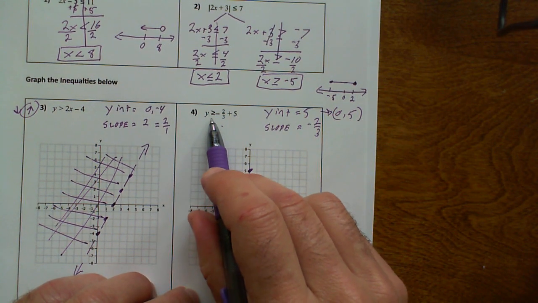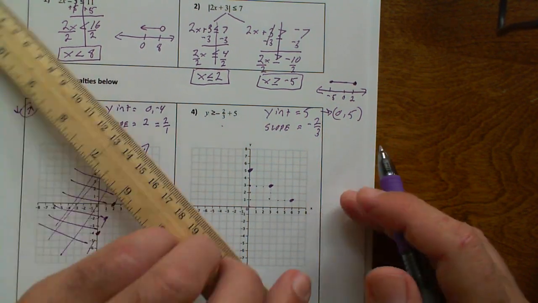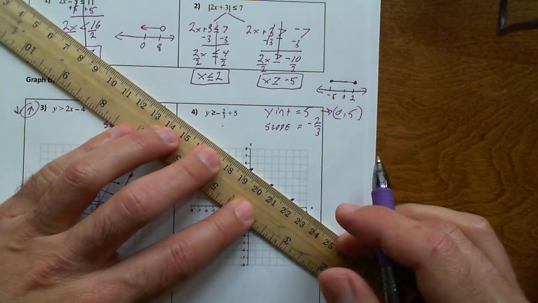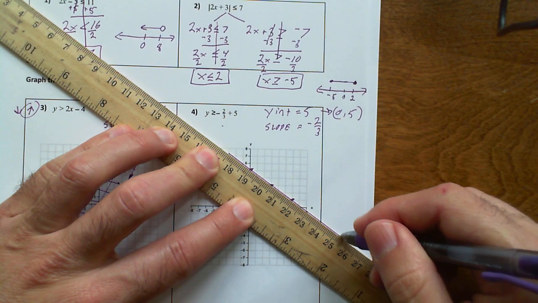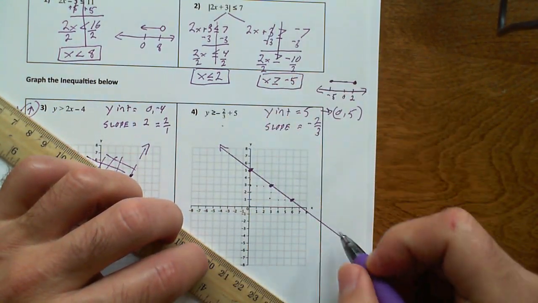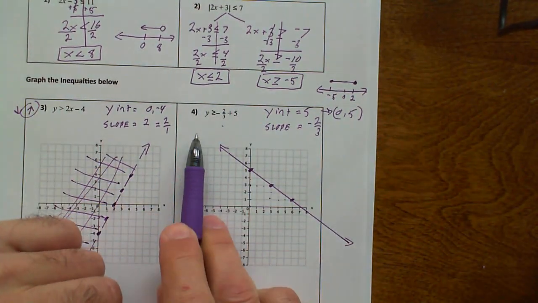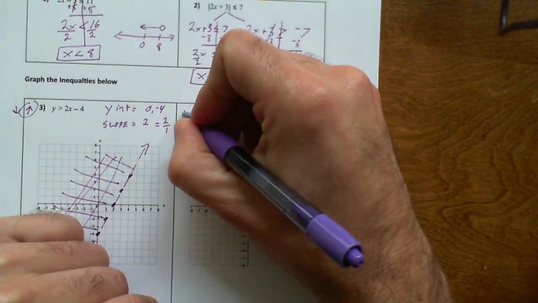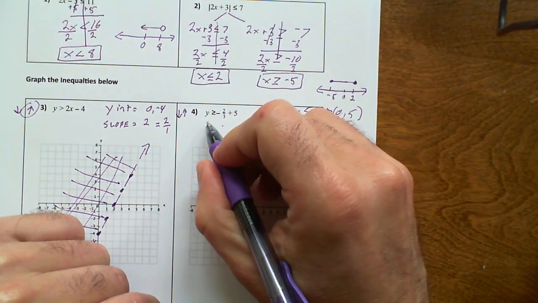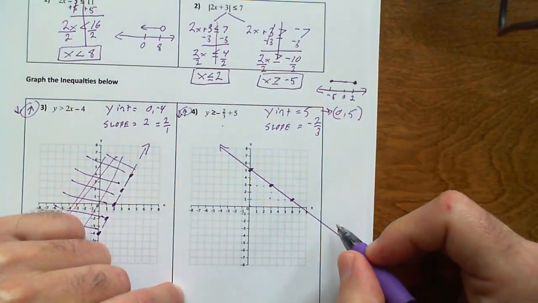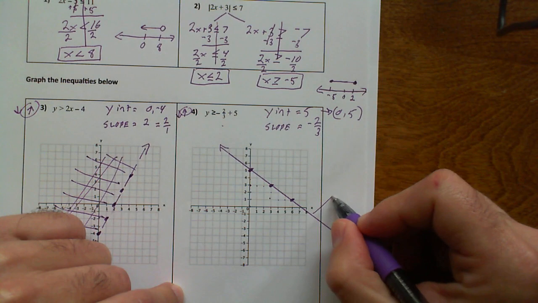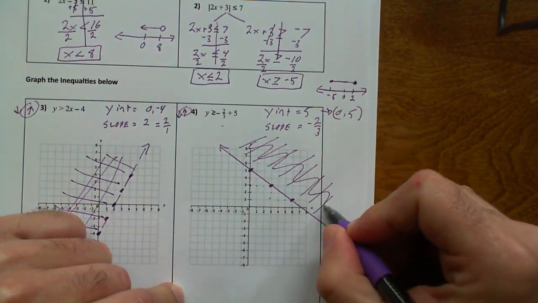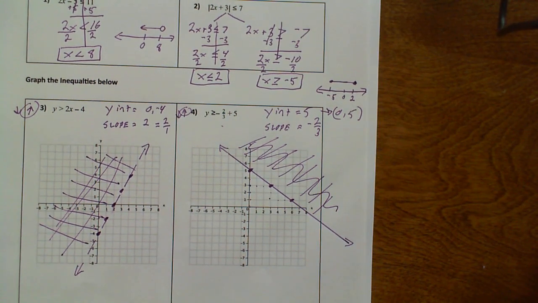Now you can see that this is equal to, so my line will be a solid line. All right? And then y is greater than. Remember, y goes up and down. Greater than, again, is going to be shading above the line, which will be here. And there's your answer. That's it.